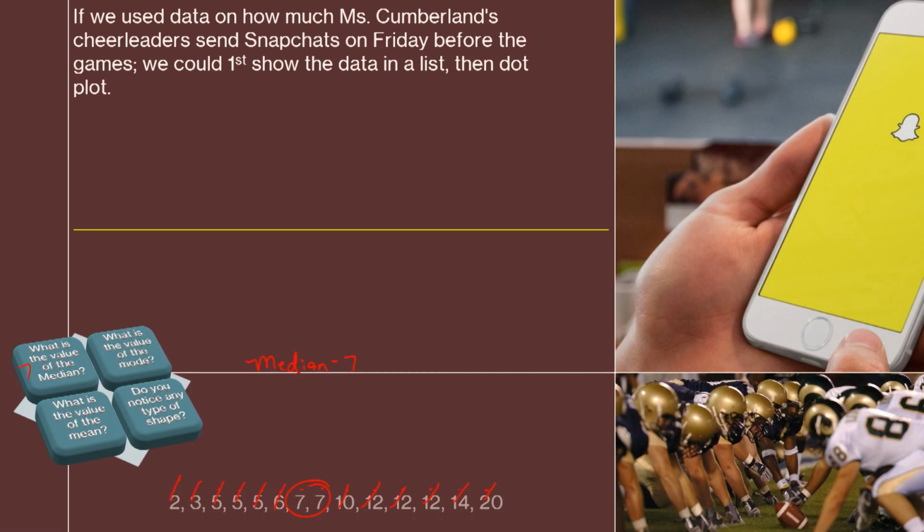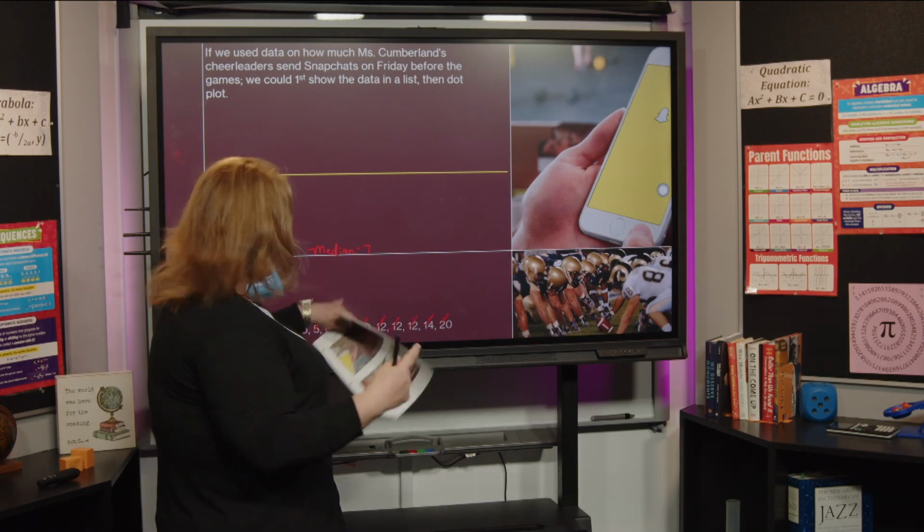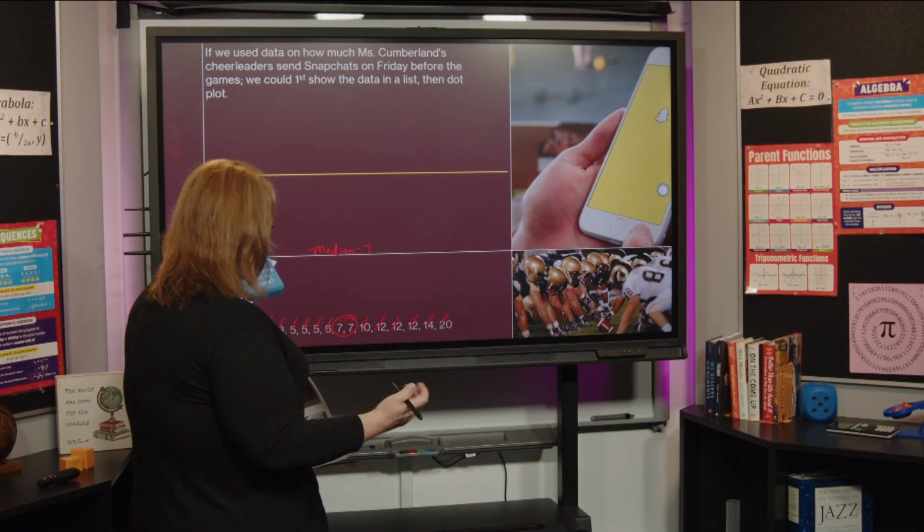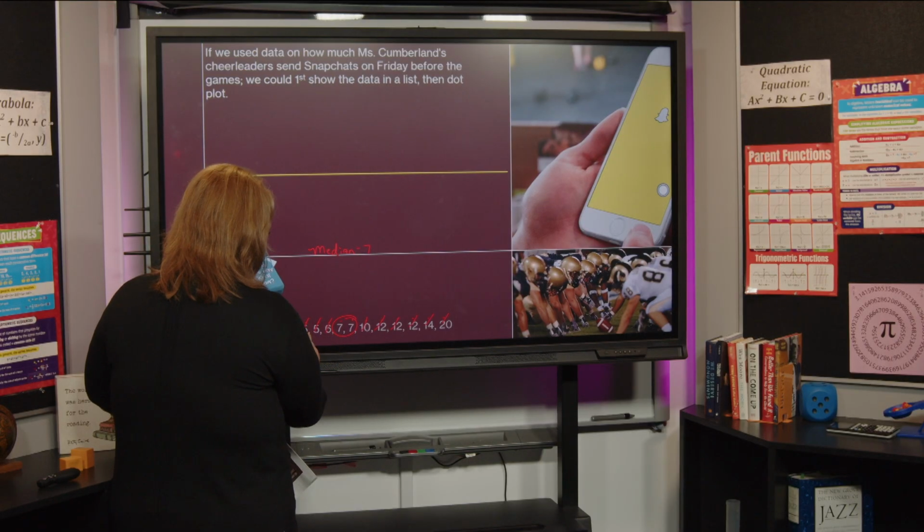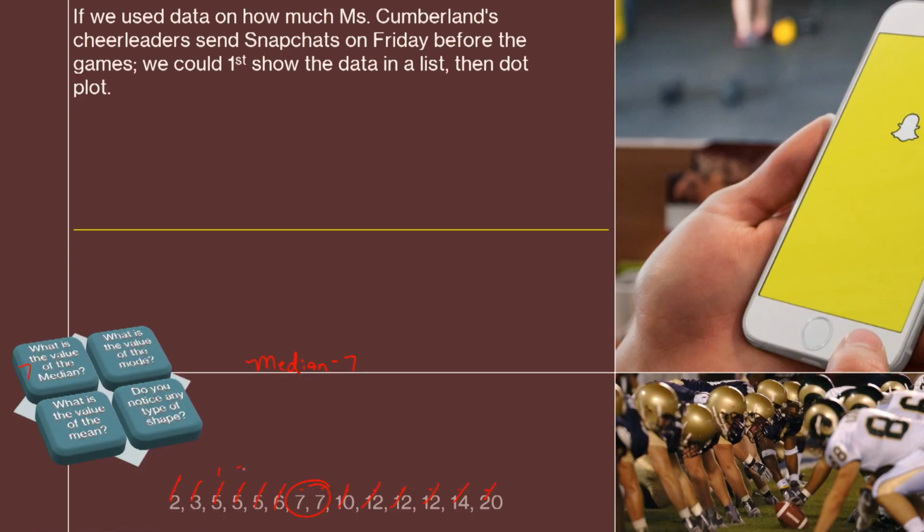So now it also asks, what is the value of the mode? Now we know that our mode is the one we see the most. So in this data set, what's the one that we see the most? Well, let's see. 5, I see it's 1, 2, 3. I have 12 at 1, 2, 3. So my mode, I would say, is 12 and 5.